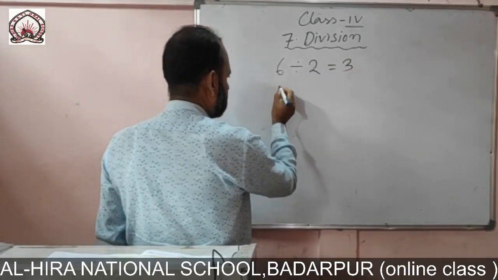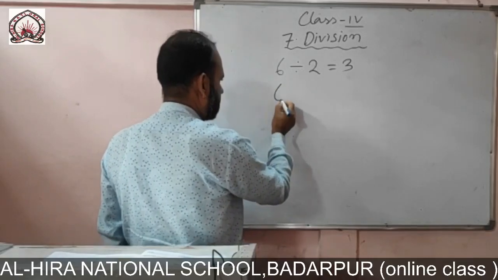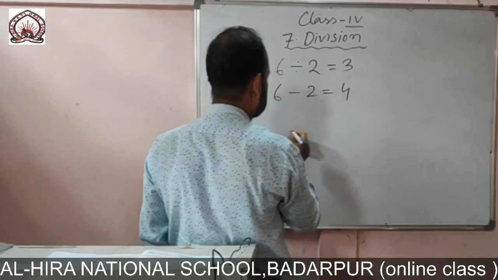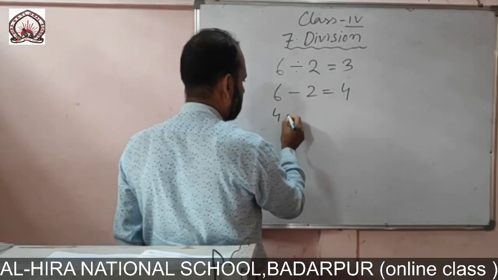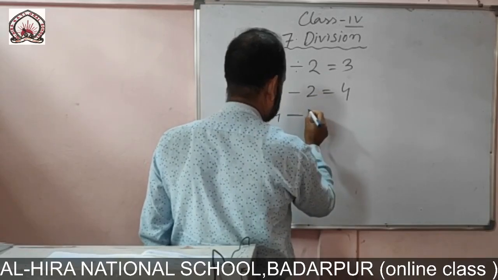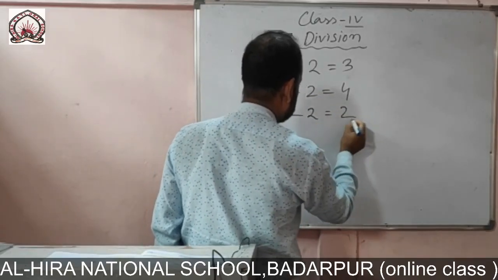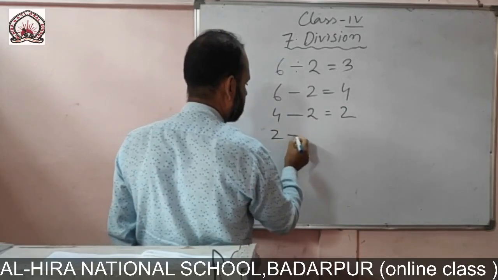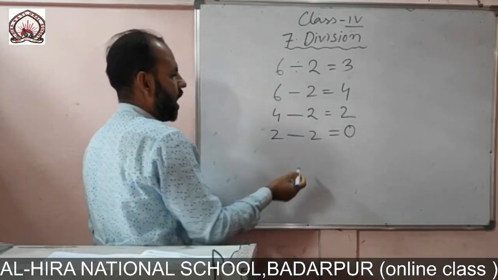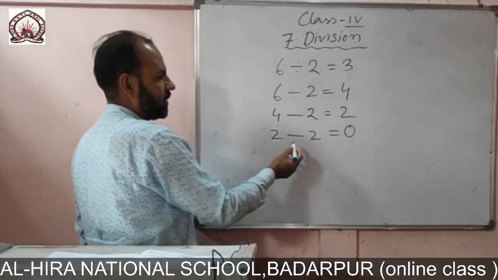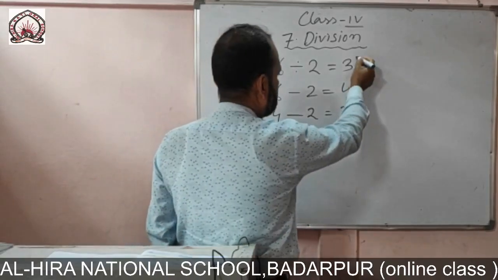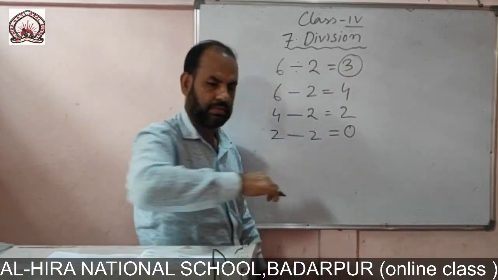If we subtract 2 from 6, then we get 4. Once again from 4, we subtract 2, then we get 2. From 2, if we subtract 2, then we get 0. Then how many times we subtract here? 1, 2, 3, 3 times. That means the answer is 3.